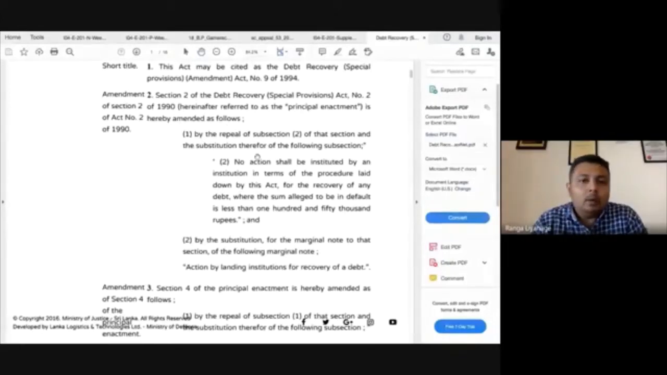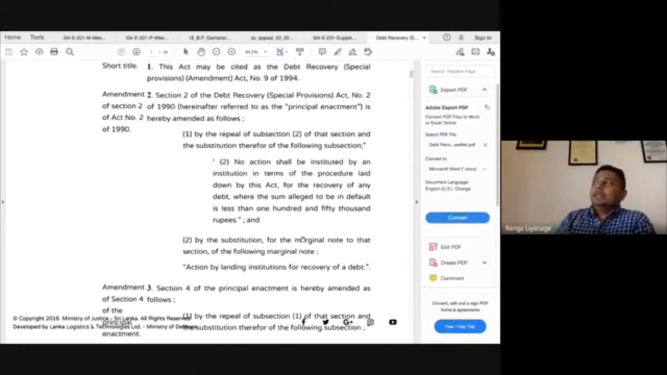Because it's very important. Right? Now, subsection 2, the new section goes like this: no action shall be instituted by an institution in terms of the procedure, for the recovery of any debt where the sum is less than 150,000 rupees.